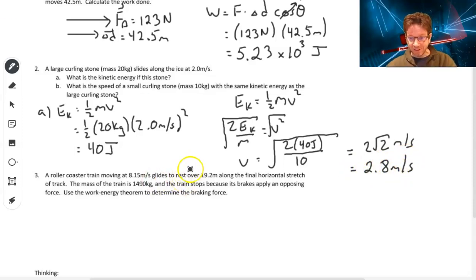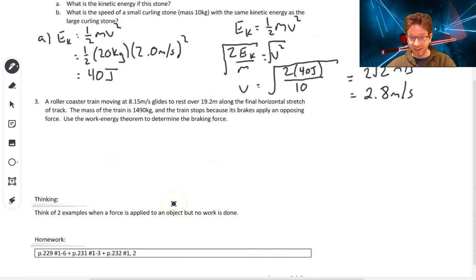Now, a really interesting thing which we're going to use in question 3 is we're going to combine work and kinetic energy, and it has some serious impacts. So let's just look at this problem. A roller coaster train moving at 8.15 meters per second glides to rest over 19.2 meters along the final horizontal stretch. So we have a horizontal stretch.